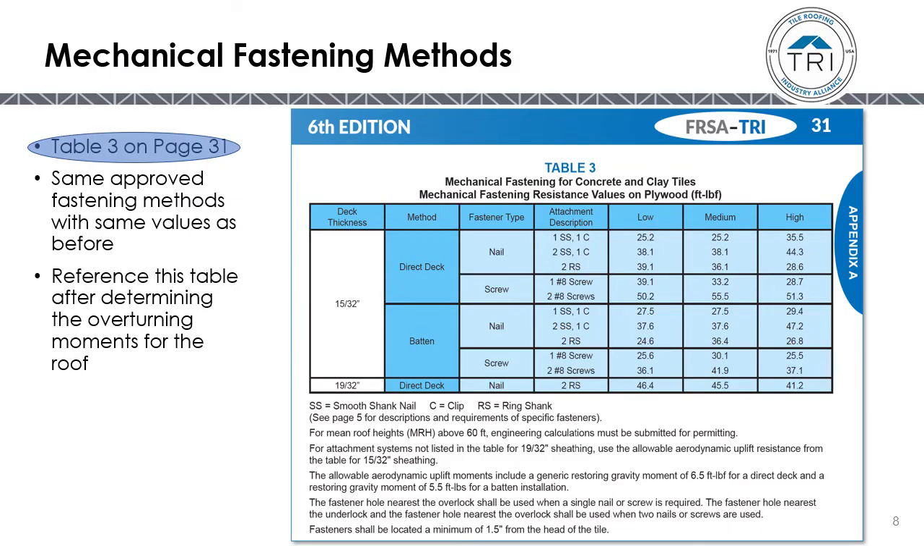Table 3, Mechanical Fastening Methods, is found on page 31 of the 6th edition. It lists the various attachment methods and also the mechanical fastening resistance values in foot-pounds over plywood for the low, medium, and high profile tile. It's actually the aerodynamic uplift moments recorded in testing, and you'll need these values to meet or exceed your design uplift moments, which are found on other tables.